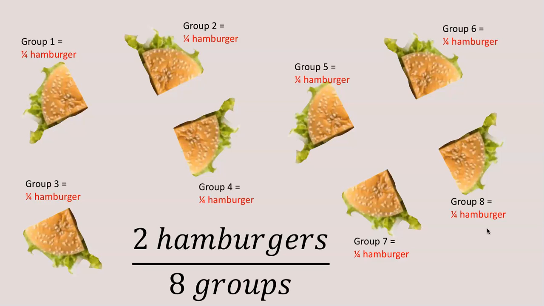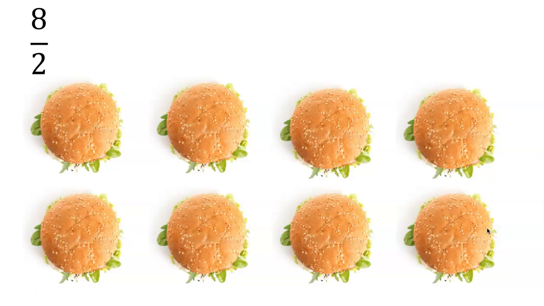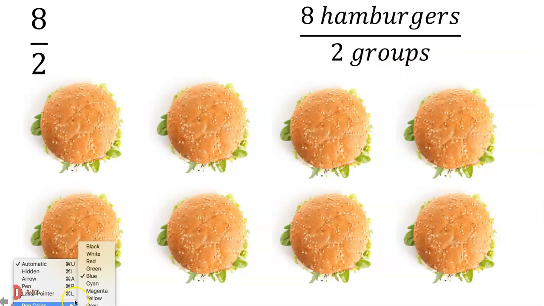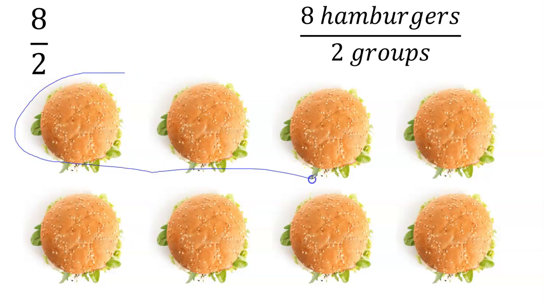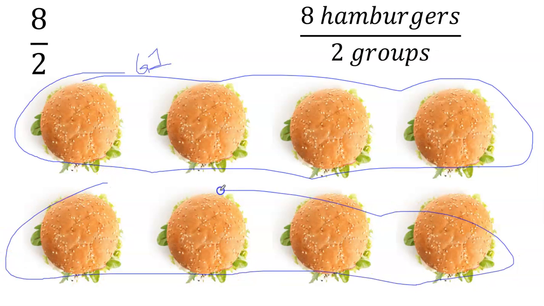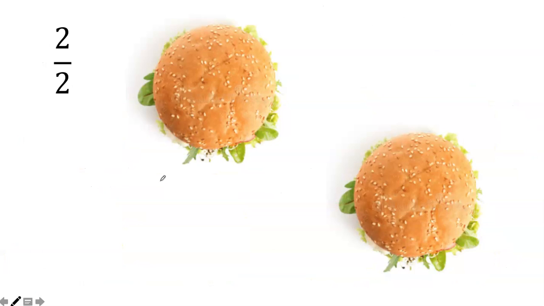Now let's look at it. Instead of 2/8, now let's look at the fraction 8/2. 8/2, what that means in this example is that you start out with 8 hamburgers and you're dividing these hamburgers into 2 groups. So let me go ahead and divide this into 2 groups. So group 1, okay, I'm going to label that G1 for group 1, and then group 2. And instead of having in each group 1/4 of a hamburger, each group has 4 hamburgers in it. So 8 hamburgers divided by 2 groups is very different than taking 2 hamburgers and dividing it amongst 8 groups.